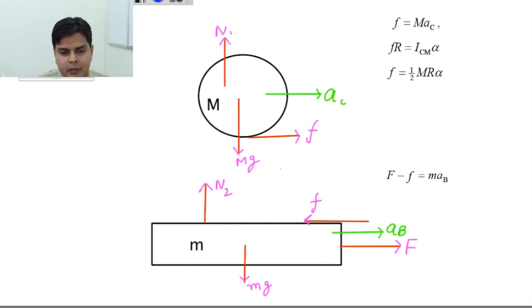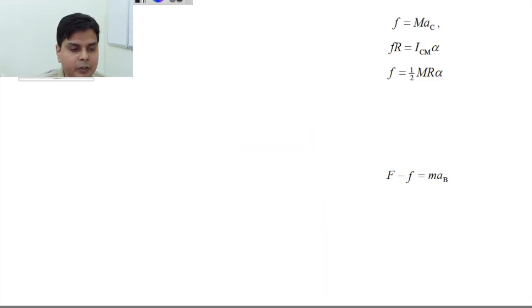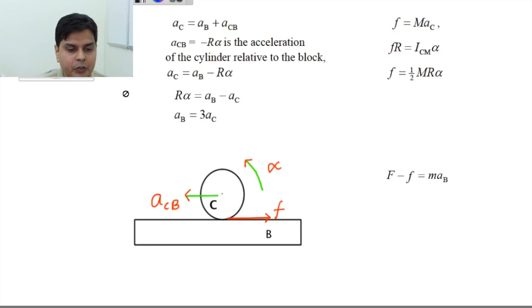Now, is there any relation between the AC and AB? That we have to find out, and that relation we will get because of the condition that this cylinder is rolling without slipping on this block. So what will happen because of this condition? You see, this is my cylinder. This cylinder is rolling without slipping on this block.